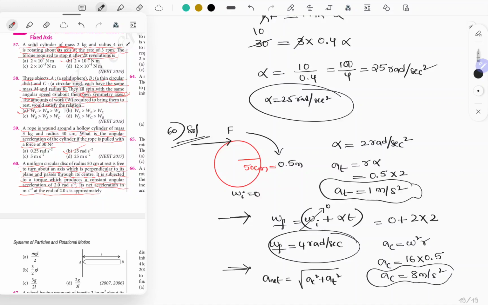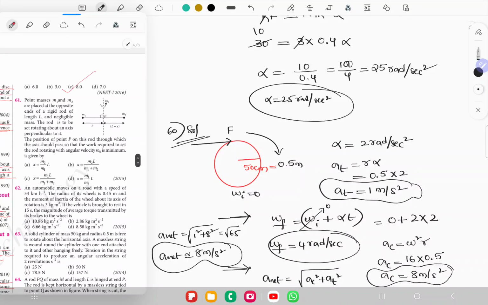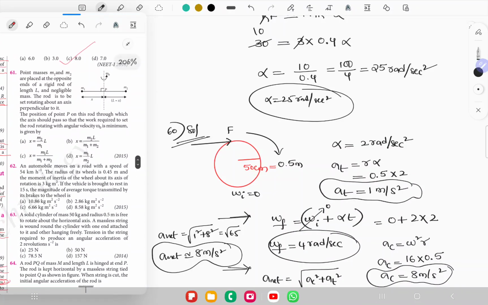I need the net acceleration. So A net is equal to root of AC square plus AT square. Substituting here, A net is equal to root of 1 square plus 8 square. So we get root of 65, and A net is approximately 8 meter per second square. Which option matches? Option C is the correct answer. Hope you understood.